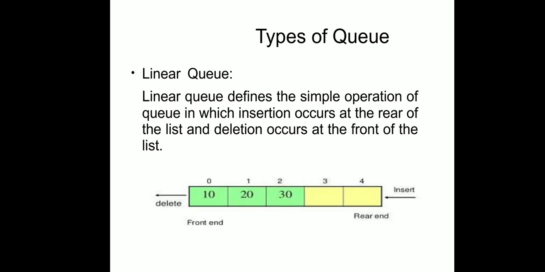Now there are some types of queue. So the first type is linear queue. So linear queue means a simple queue in which insertion occurs at the rear of the list and deletion occurs at the front of the list. So that's what we see here.